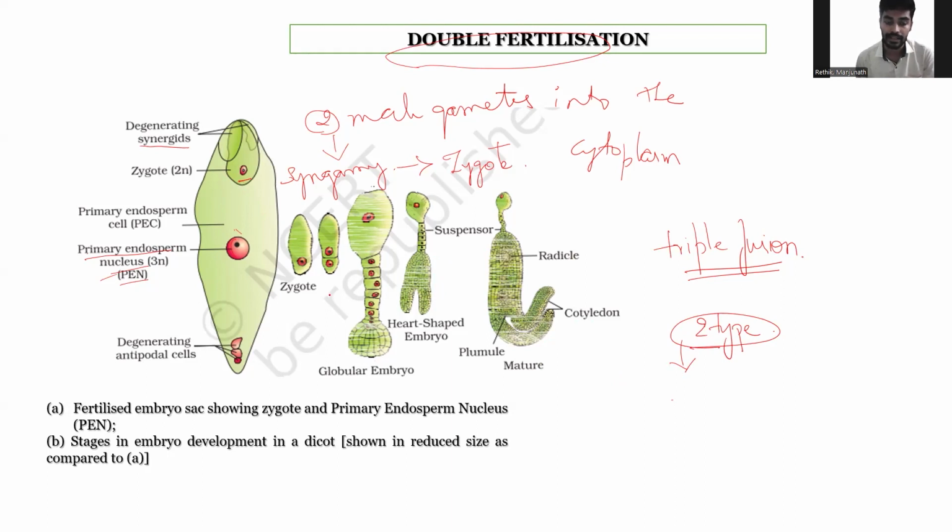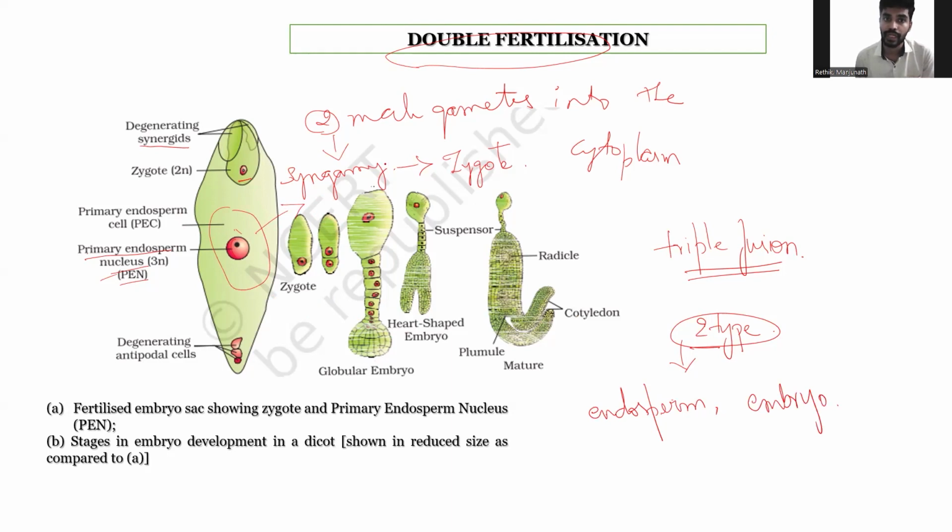And after the triple fusion happens, what is the central cell going to become? The primary endosperm cell will start developing into the endosperm. And the zygote will get developed into the embryo.